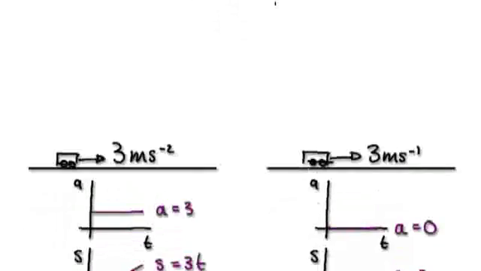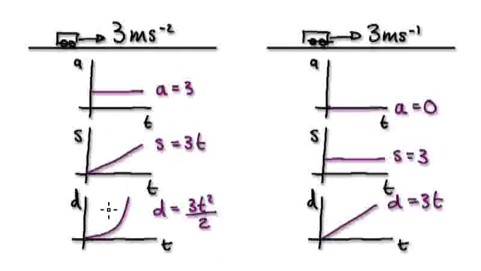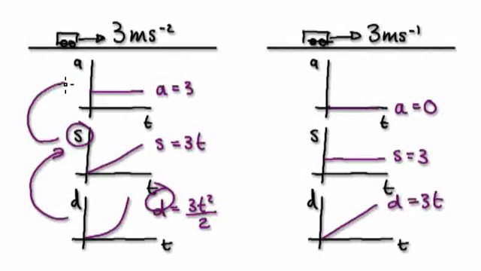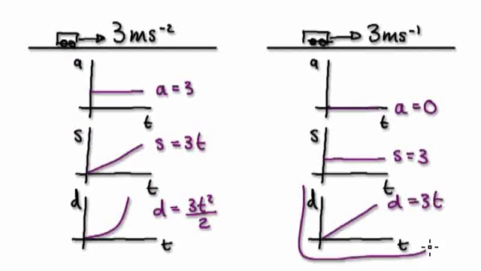Before I give you some practice, let me just give you a quick reminder. When given a distance time graph, the gradient of the distance time graph represents the speed. And when given a speed time graph, the gradient of the speed time graph represents the acceleration. Okay, same goes over here.